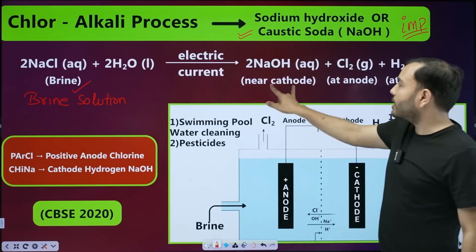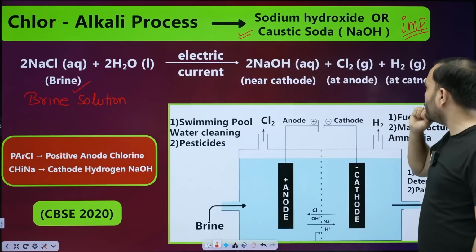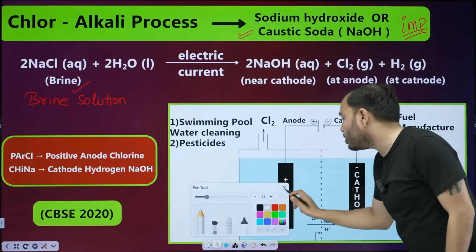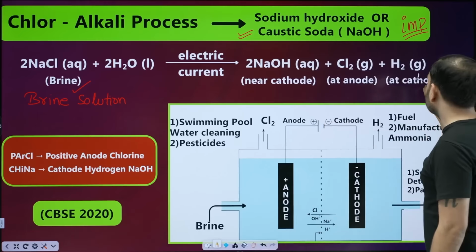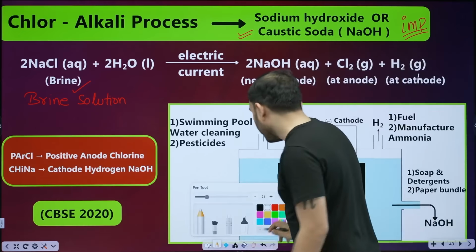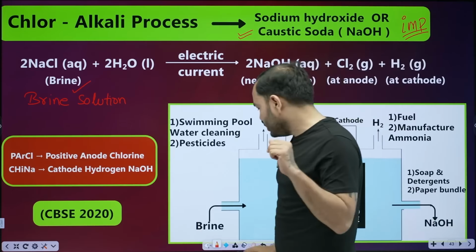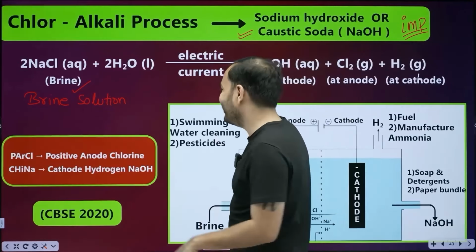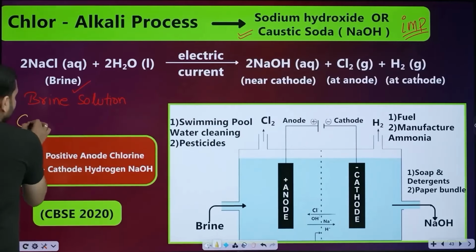Now look where each is formed, at the cathode and at the anode. Hydrogen gas is formed at the cathode. They ask in the exam, what is formed at the cathode? What is formed at the anode? So you have to remember this. There's a trick also. Chlor-alkali. Do you hear chor-khali? What does it sound like? Chor-khali. Do you know khali?